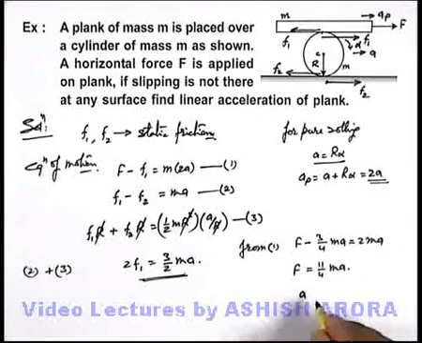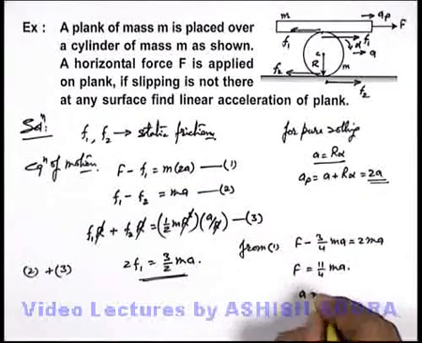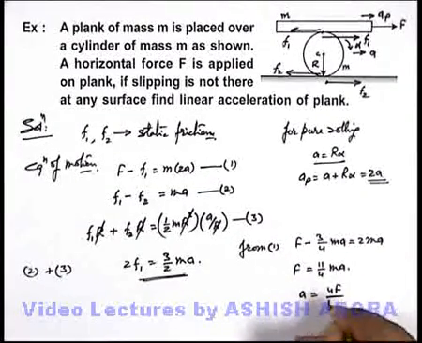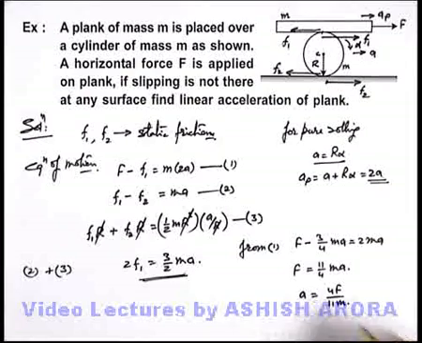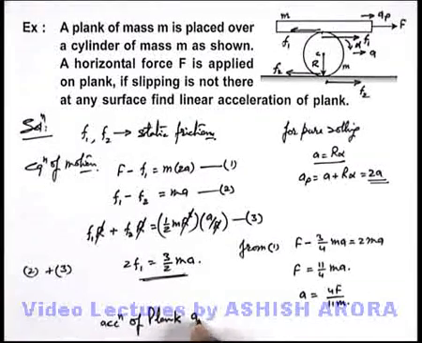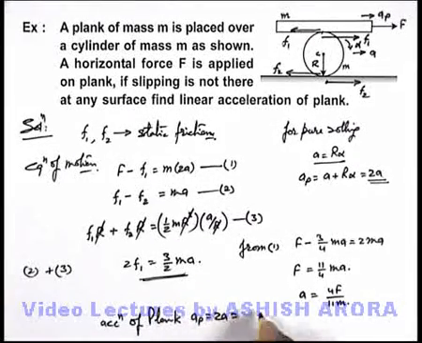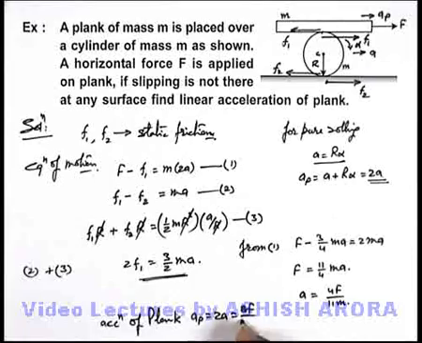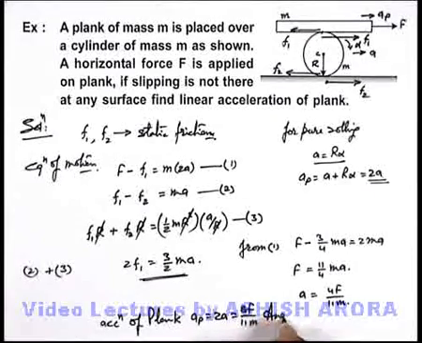So the acceleration of the cylinder we can get here as 4F by 11 m. Now, if we find the acceleration of the plank, which is required here, the acceleration of the plank is 2a, which can be written as 8F by 11 m. That will be the answer to this problem.